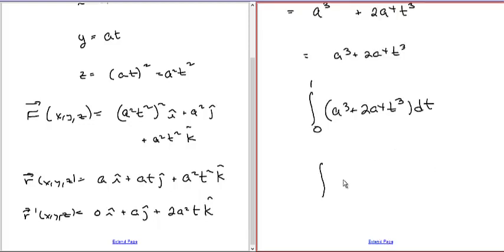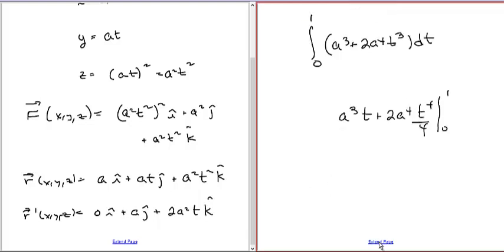And if you integrate a cubed dt, you get a cubed t. And if you integrate t cubed, you get t to the 4th divided by 4. And we evaluate that between 0 and 1. So we get a cubed plus 2a to the 4th over 4.